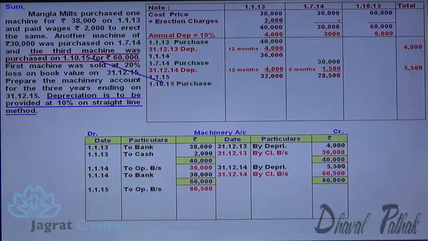Now let me write down first of all purchases. Machinery account debit 60,000 to bank account credit 60,000. This is how the purchases are recorded.